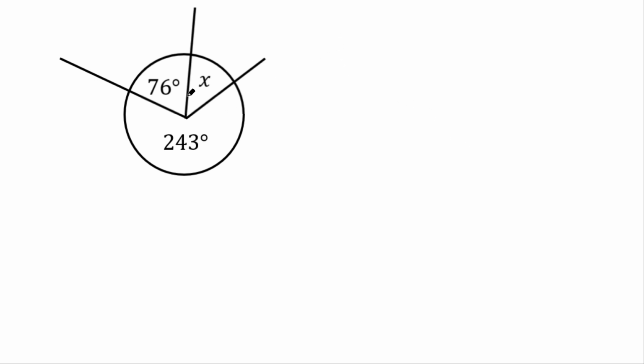And what I mean by that is I'm going to take that this is a full circle. If I went the whole way around from this point and I went the whole way around here, that would give me 360 degrees. But what we also notice is that that 360 degrees is actually broken up into 76 and X and 243. And when I add those three things together, I'm going to get that it's equal to 360 degrees.